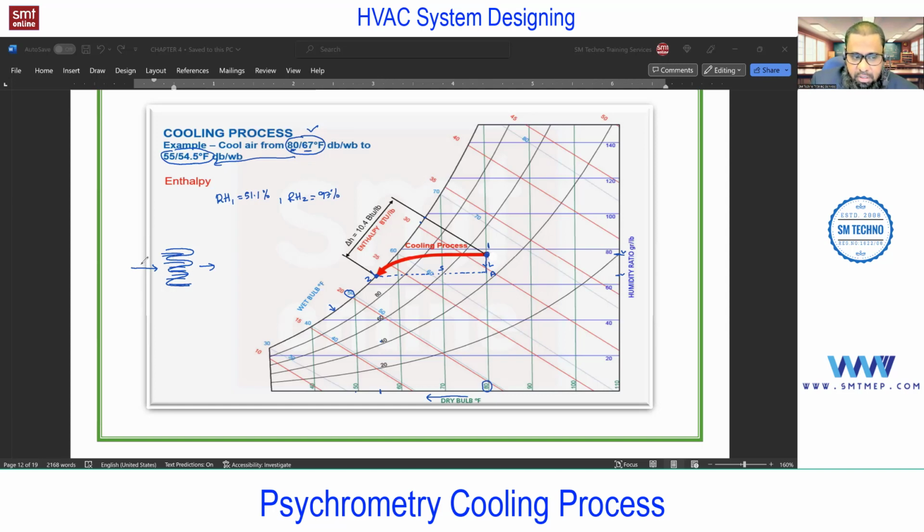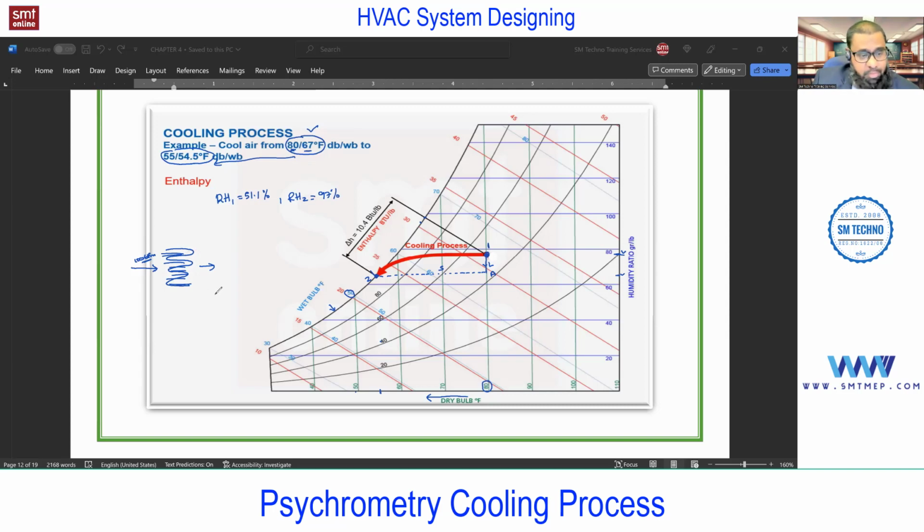So what do you think? Suppose I supply, say, 100 CFM, cubic feet per minute, the flow rate of air. So what do you think? Does this 100 CFM completely touch the coil? No. No, sir. No. So the air which touched the coil is called contact air. And the air which did not touch the coil or fins is called bypass air.